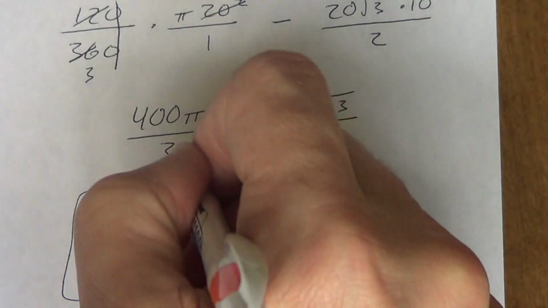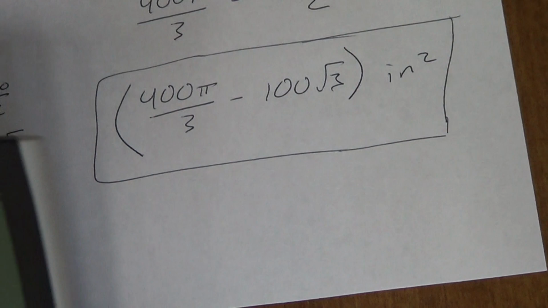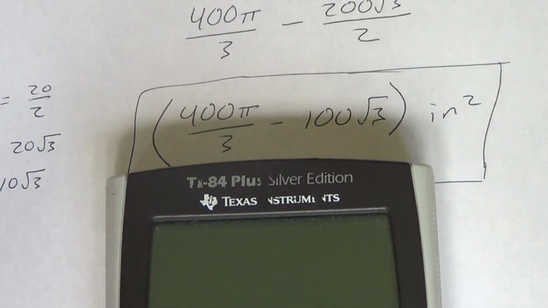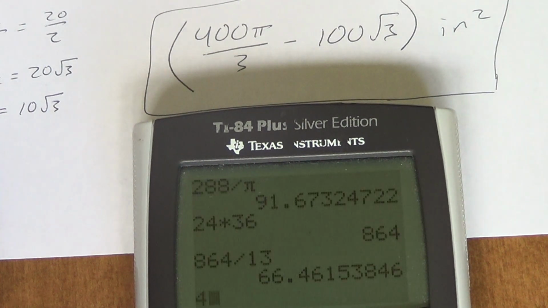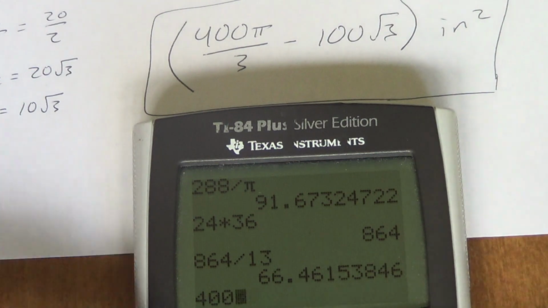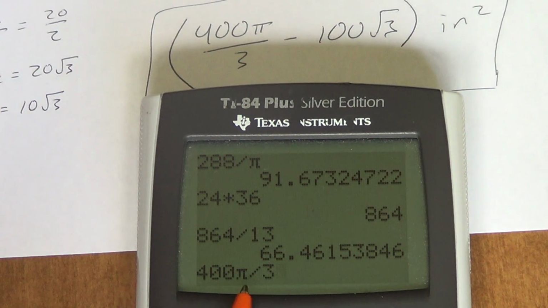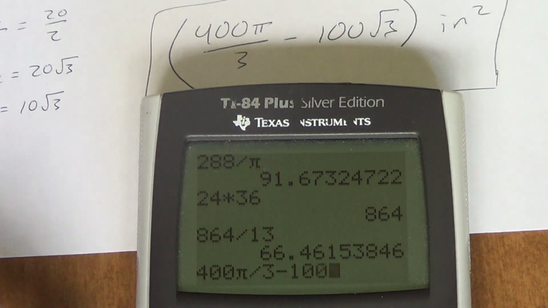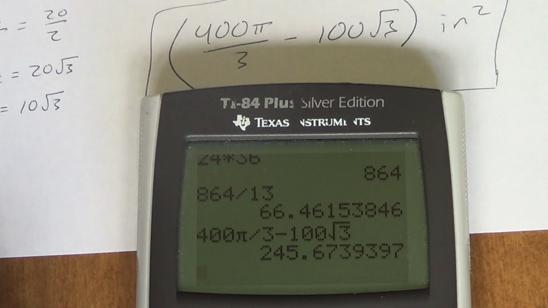Now we can actually type this into our calculator if you really want to. You just have to be careful typing it in. Let me show you what that would look like if we wanted to come up with some kind of approximation, some kind of decimal answer. So I'm going to take 400 pi over 3 minus 100 root 3. So 400 pi, oh, I hit E, wrong one, pi, divided by 3. You can put parentheses around the 400 pi, but you don't really have to because your calculator will do the multiplying in order from left to right. So it'll multiply and then divide, so that's fine. Minus 100 root 3. Enter. 245.67 square inches. Right? That's it.